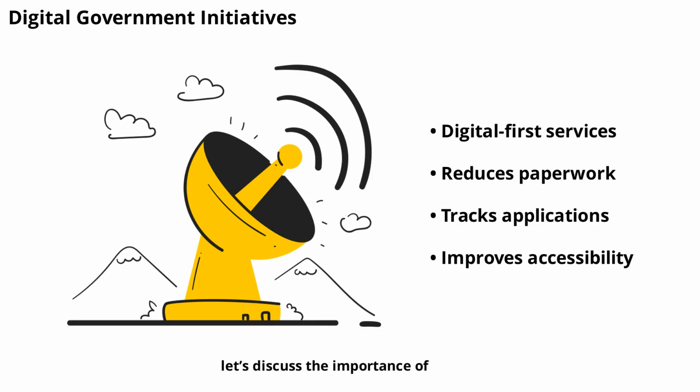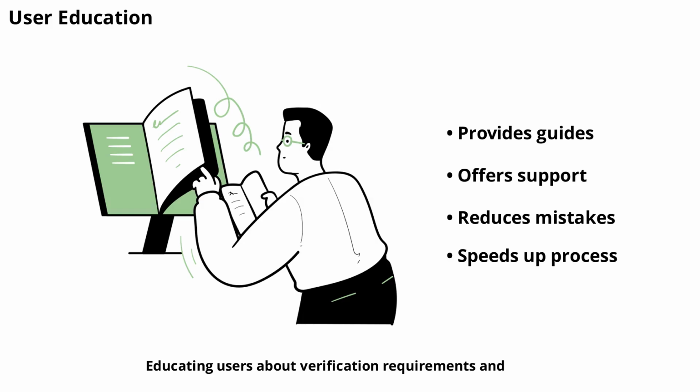Now, let's discuss the importance of user education in the verification process. Educating users about verification requirements and processes is essential for smooth operations. Government offices provide guides, FAQs, and support services to help applicants understand what's needed. Well-informed users are less likely to make mistakes or submit incomplete information, speeding up the verification process for everyone.